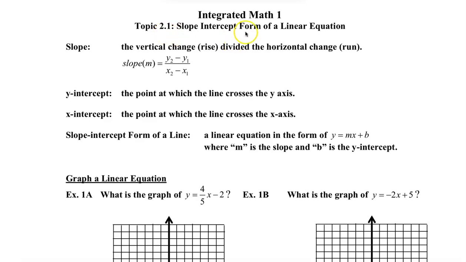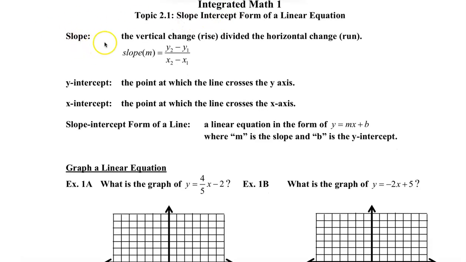Slope-intercept form of a linear equation. In this lesson, we're going to talk about how to use slope-intercept form to graph linear equations, and also how to interpret them. First, let's talk about slope, which is the vertical change, rise, divided by the horizontal change, run. So you'll see this a lot. Slope is rise over run.